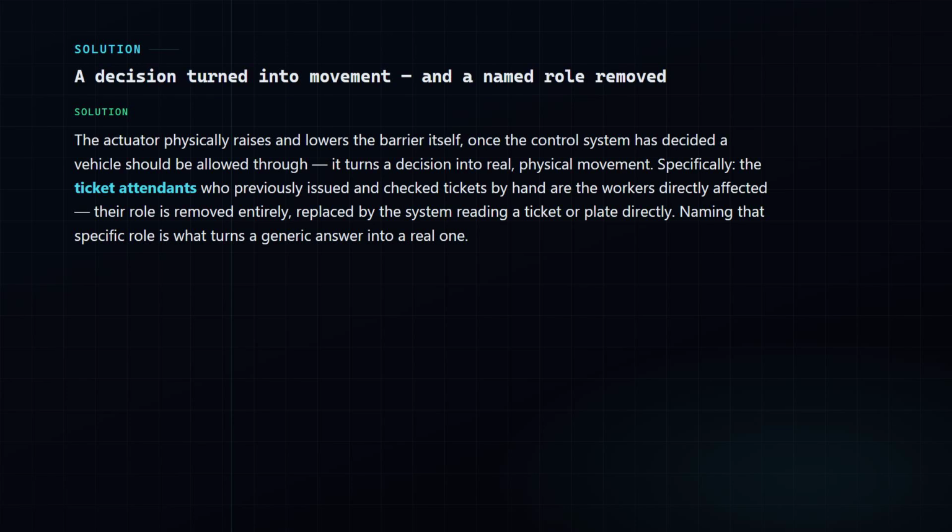Here is the solution. The actuator is the component that physically raises and lowers the barrier itself once the control system has decided a vehicle should be allowed through. It's the part that turns a decision into real, physical movement. And specifically, the ticket attendants who previously issued and checked tickets by hand are the workers directly affected. Their role is removed entirely, replaced by the automatic system reading a ticket or number plate directly. Naming that specific role, not a vague "some jobs are lost," is what turns a generic answer into a real one.